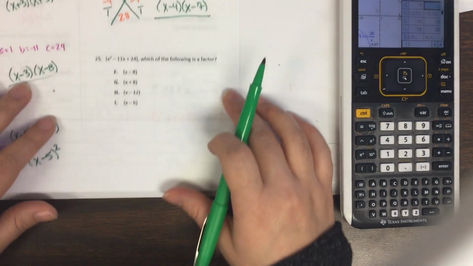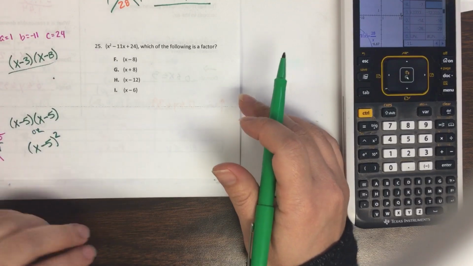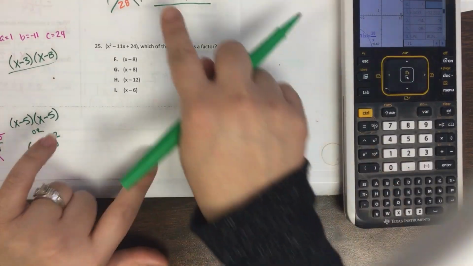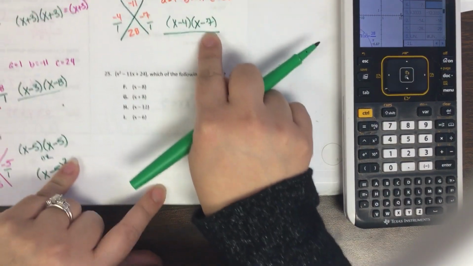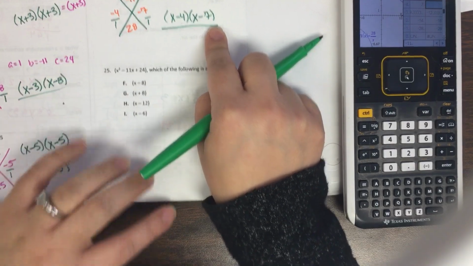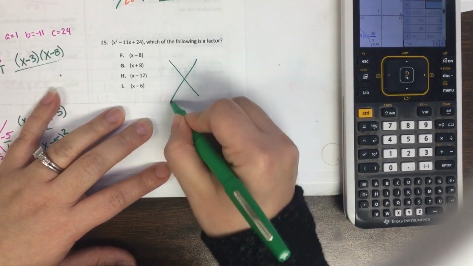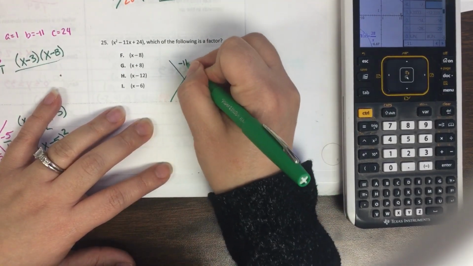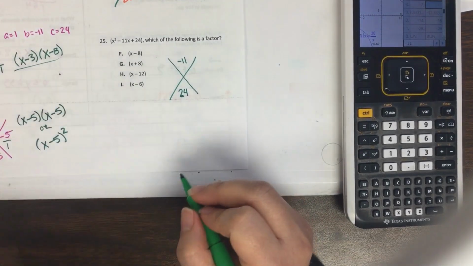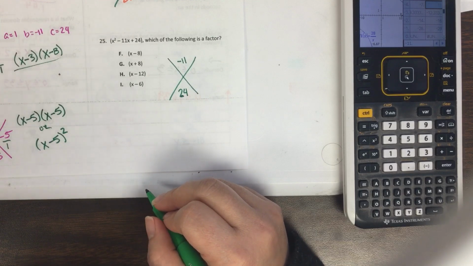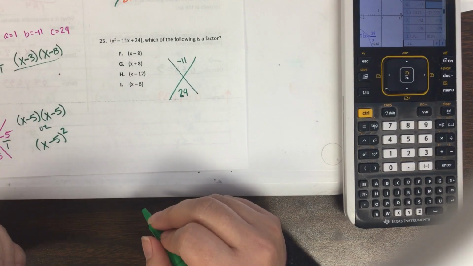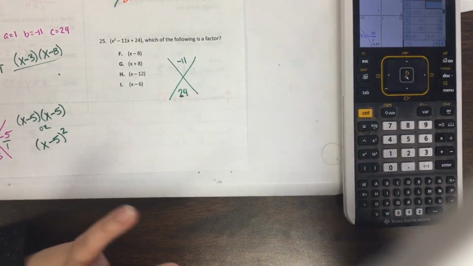Okay, and then the last one here, it says, which of the following is a factor? You're still factoring, you're still doing the x method, but one of these answers, as we have in previous problems, is already given. So here, real quick, my x method, negative 11 goes at the top, 24 goes at the bottom. I want to know what are my factors of 24 that add or subtract to a negative 11. And so you can use calculator.